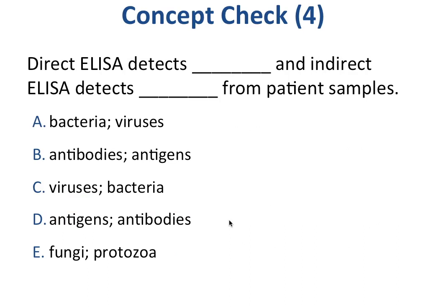Now let's work on this question. Direct ELISA detects what, and indirect ELISA detects what from patient samples. So the direct ELISA actually detects the antigen, right? Detects the antigen. So the indirect ELISA is used to detect antibody.